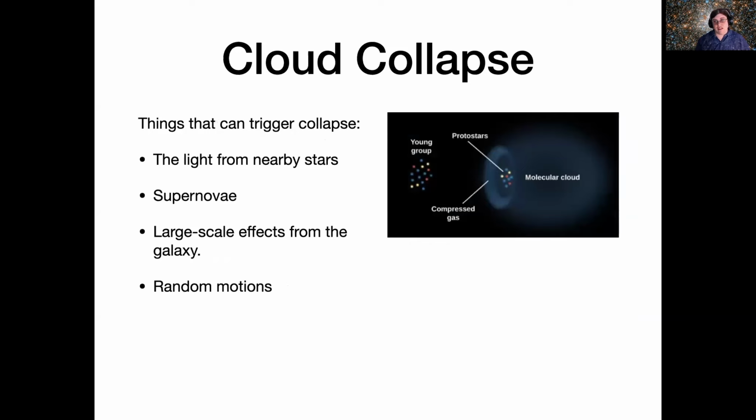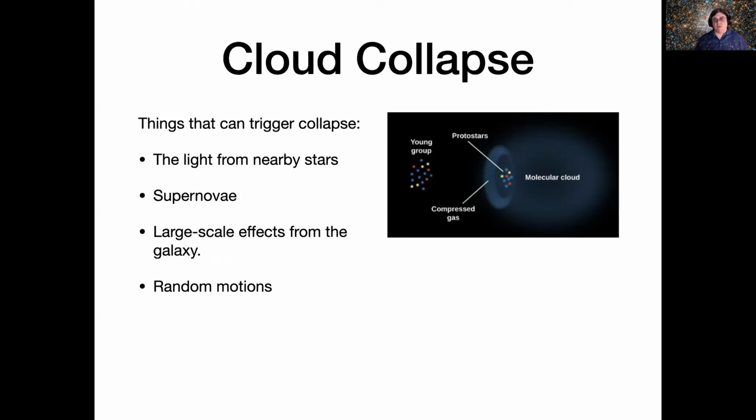And all kinds of things can trigger this collapse, can trigger that overdensity. Even just the light from nearby stars can push on this gas. It's really, really light. So nearby stars can sculpt it away or push it into new locations. Or if you want something a little more energetic, a supernova can clear out portions and push portions into other portions, which will make them denser and start to collapse.